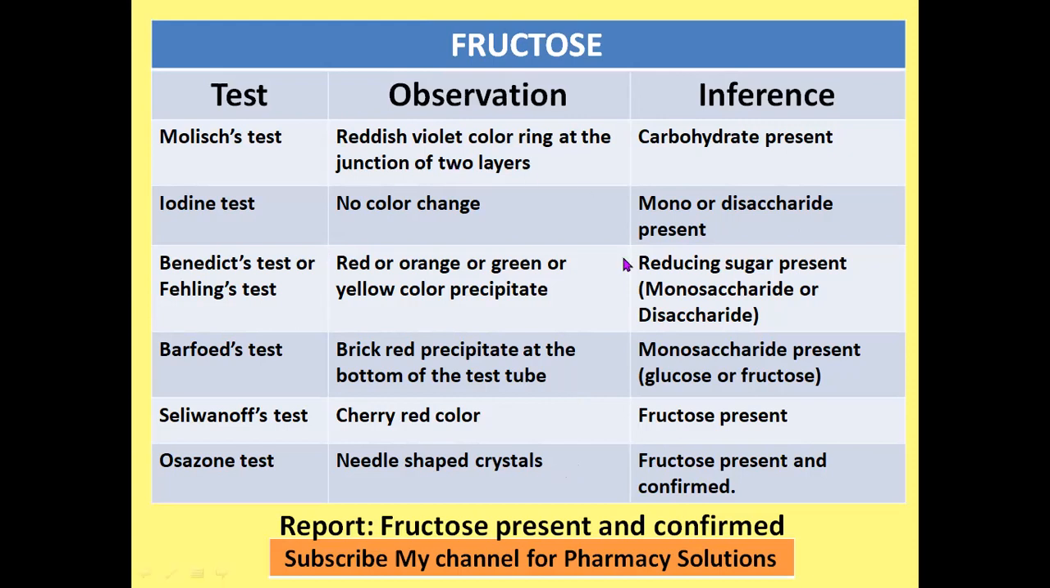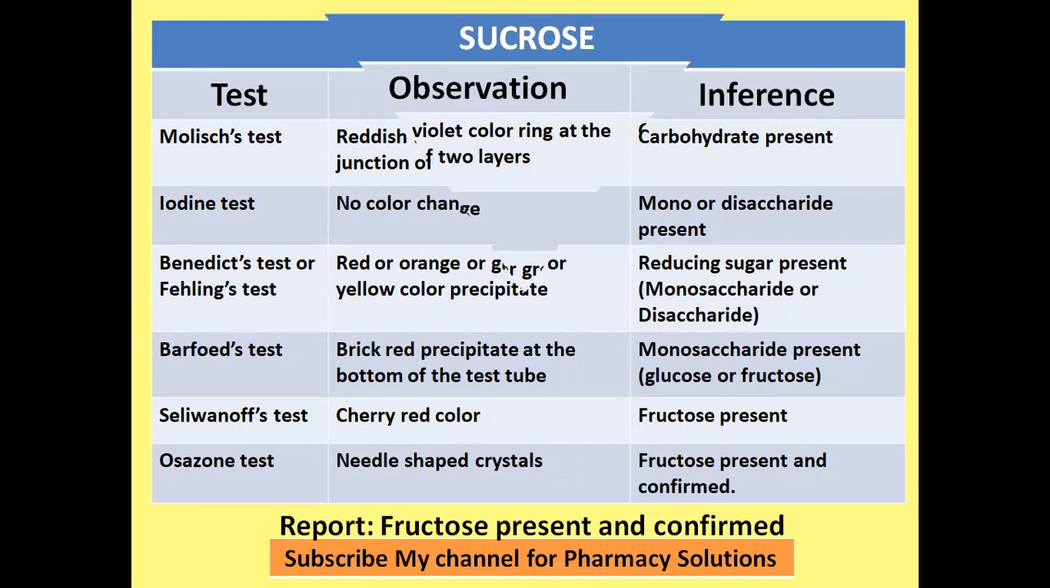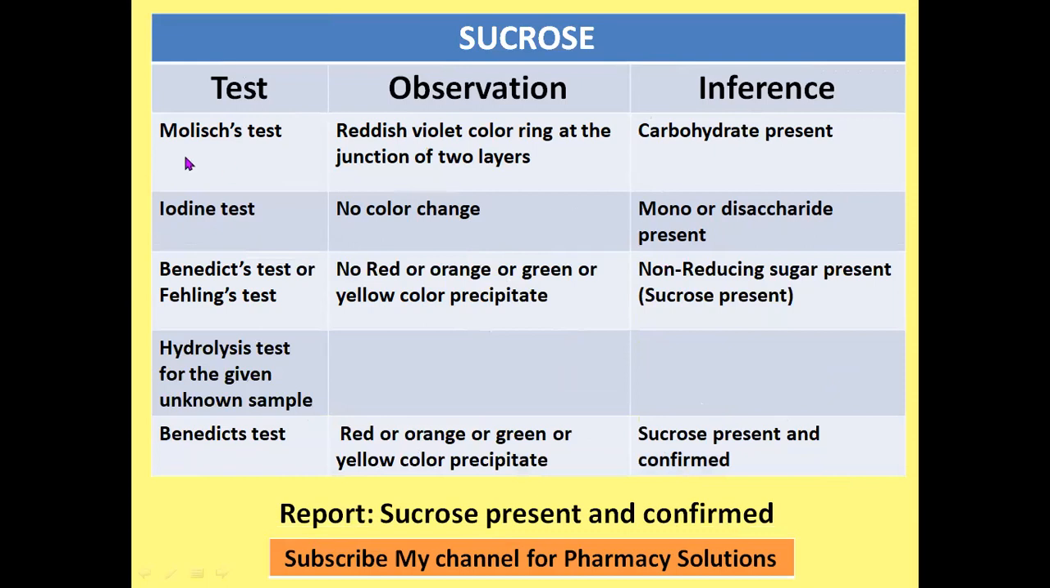That's how the tabular column and report should be written if your unknown sample is fructose. In case of sucrose, you do only three tests: Molisch test, red is carbohydrate present; iodine test, no color change, mono or disaccharide present; Benedict's test, no red, orange, green or yellow precipitate. No colored precipitate is seen because your sugar sample is a non-reducing sugar. The inference you write is non-reducing sugar present.